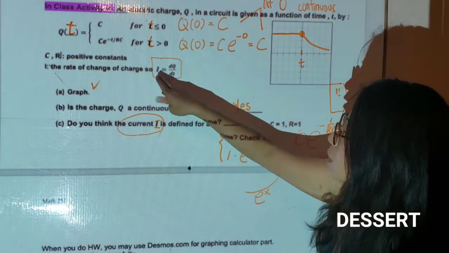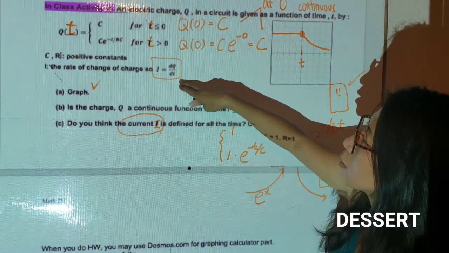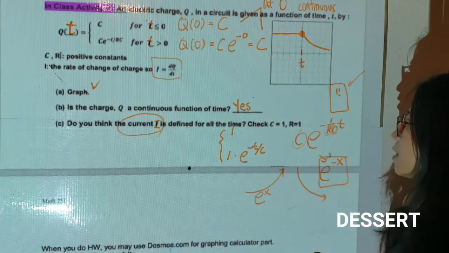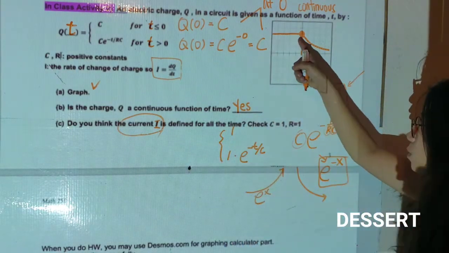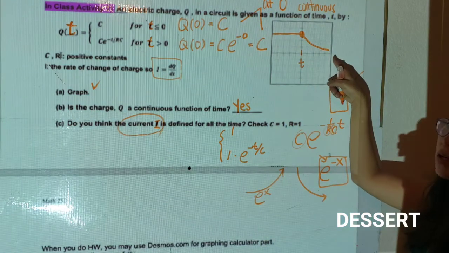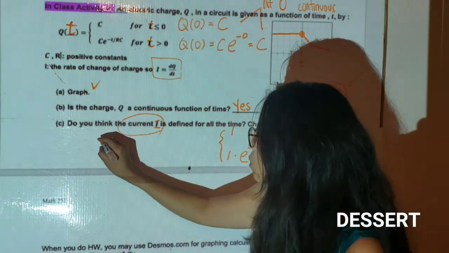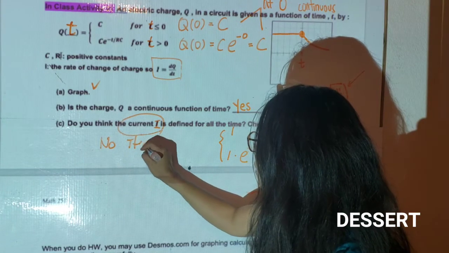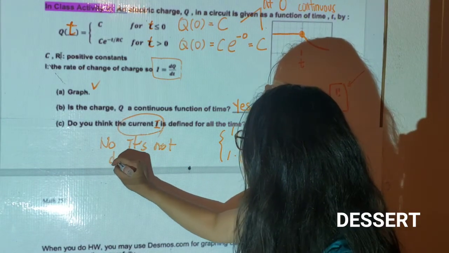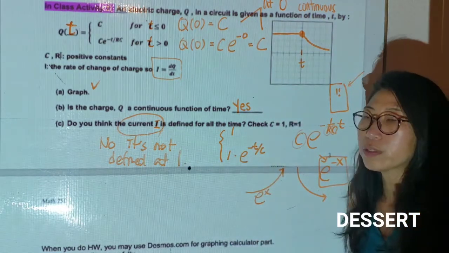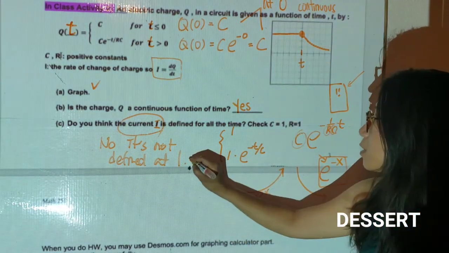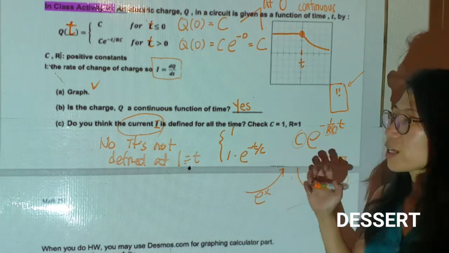Because the current, they said, is a derivative of this function over time. Then what will be the answer? Is it defined all the time? Is it differentiable all the time? No. So, no, it's not defined at 1. That means your current is not defined at time t equals 1. Okay, so that's the answer.